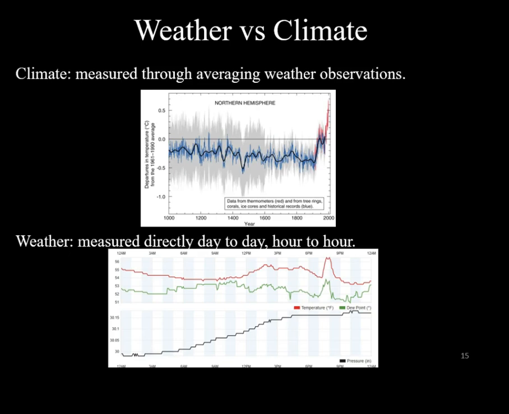The same way, averaging temperatures around the Northern Hemisphere through an entire millennium can reveal changes in the climate, but will not be a predictor of the specific hour-to-hour temperatures on a July day in Vancouver, Canada.